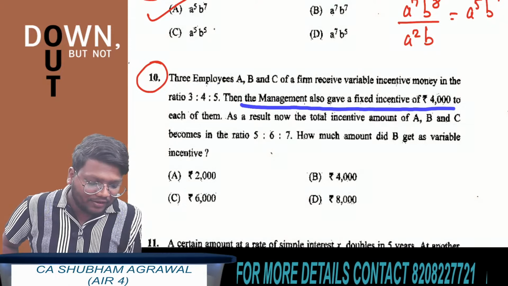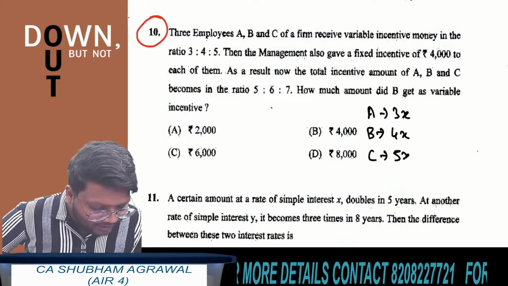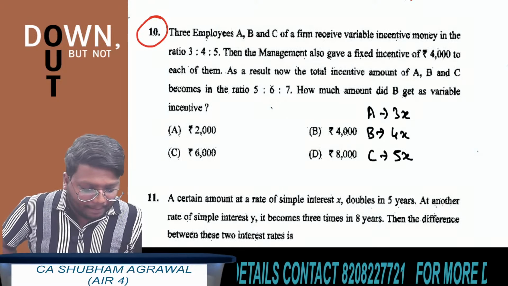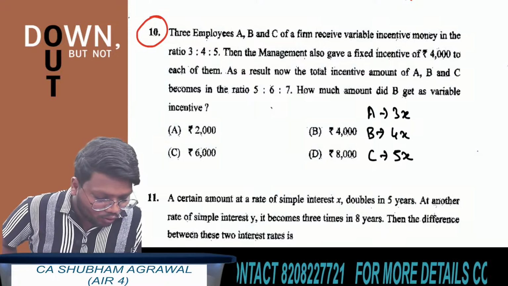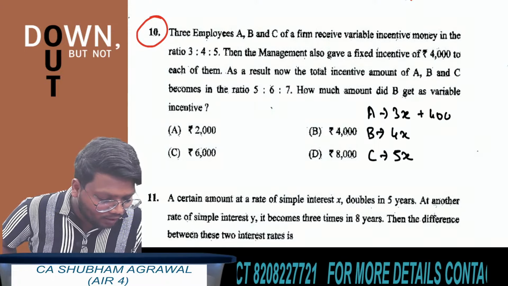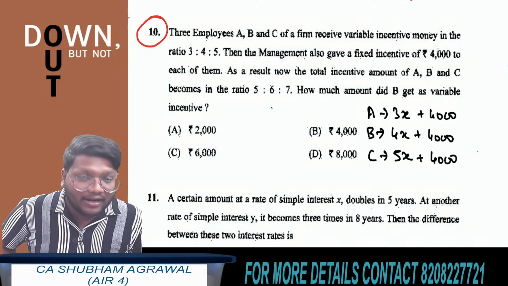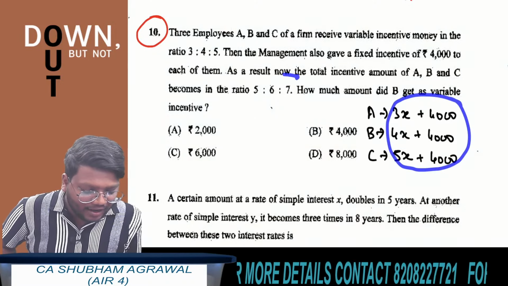Let's say A gets variable incentive of 3x rupees, B gets variable incentive of 4x rupees, and C gets variable incentive of 5x rupees. Clear? Okay. And these 3 persons are getting a fixed incentive of 4,000 rupees. So total incentive of A will be 3x plus 4,000. Total incentive of B is 4x plus 4,000. And total incentive of C is 5x plus 4,000.